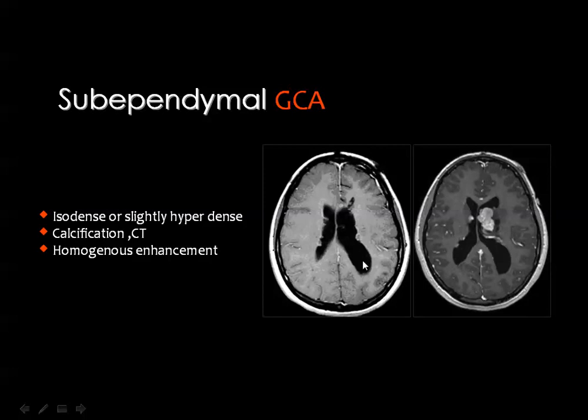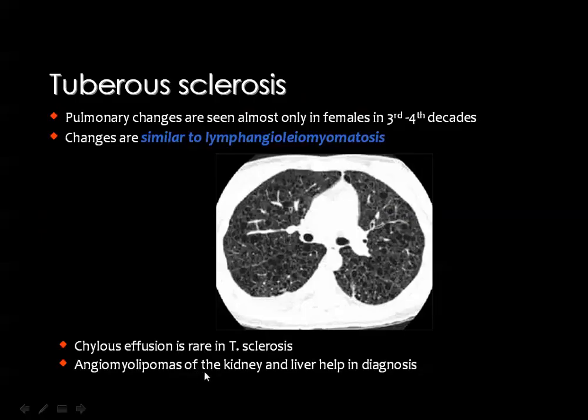This is MRI of a patient with tuberous sclerosis showing multiple tubers in the wall of the ventricles, and in the contrast enhanced MR T1 weighted image, you can see enhancement of the tubers as well as enhancement of the subependymal giant cell astrocytoma in the frontal horn of the left lateral ventricle.